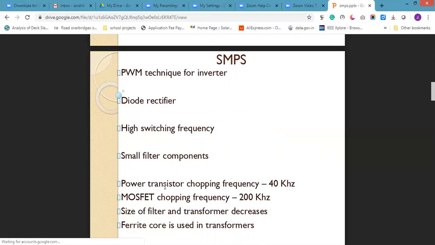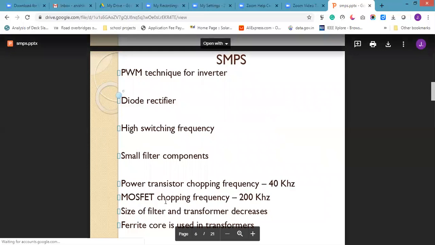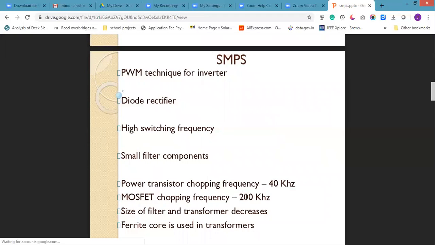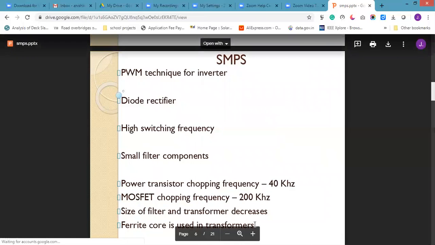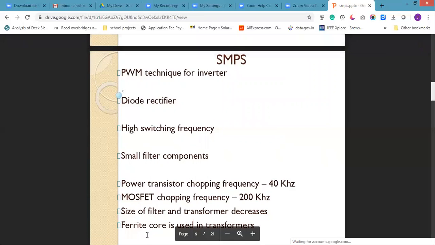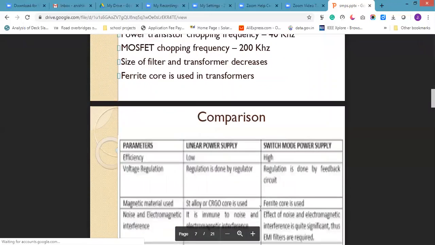If you use a transistor, the frequency is 40 kilohertz. If you are using a MOSFET, the frequency is 200 kilohertz. In the transformer, a ferrite core is used. The filter size is reduced and the transformer size is also reduced.